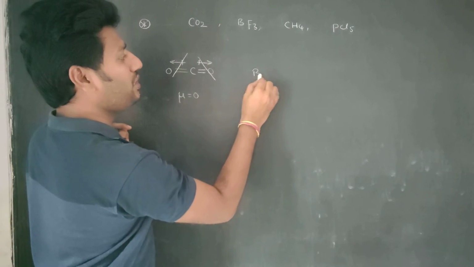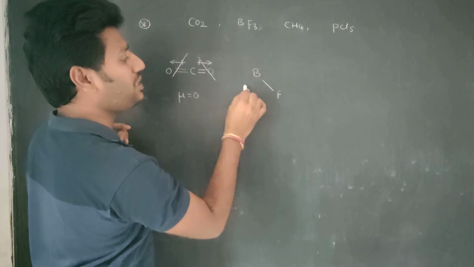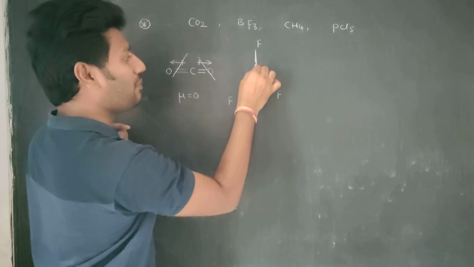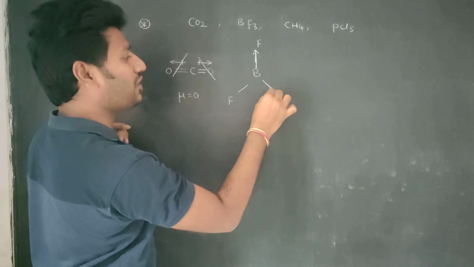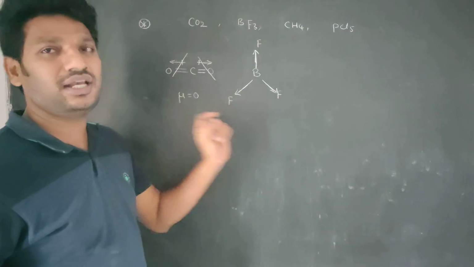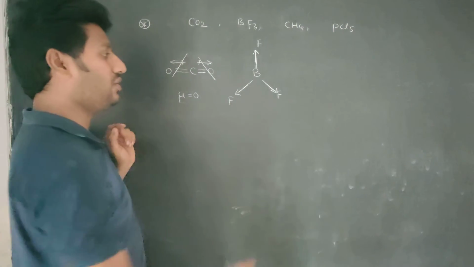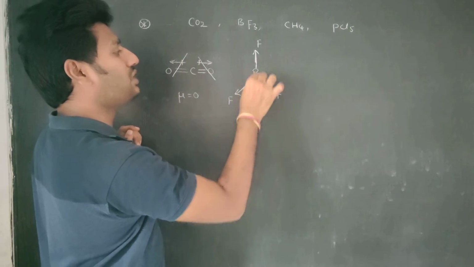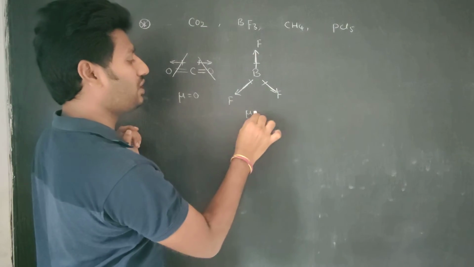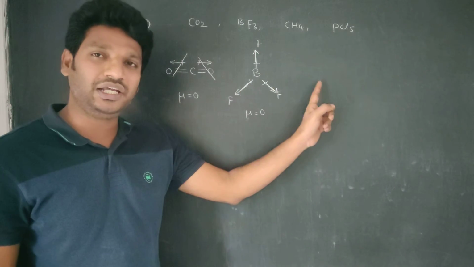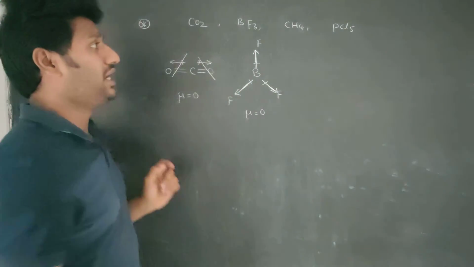Next one is BF3. BF3 has a trigonal planar shape. Compared to boron, fluorine is more electronegative. Not only compared to boron, in the periodic table fluorine has the highest electronegativity. So these three are completely opposite, and that's why mu is equal to 0. It is non-polar because all are in completely opposite directions.